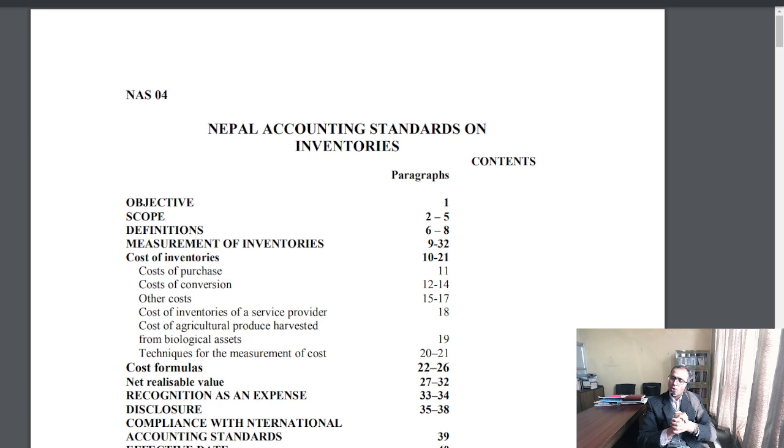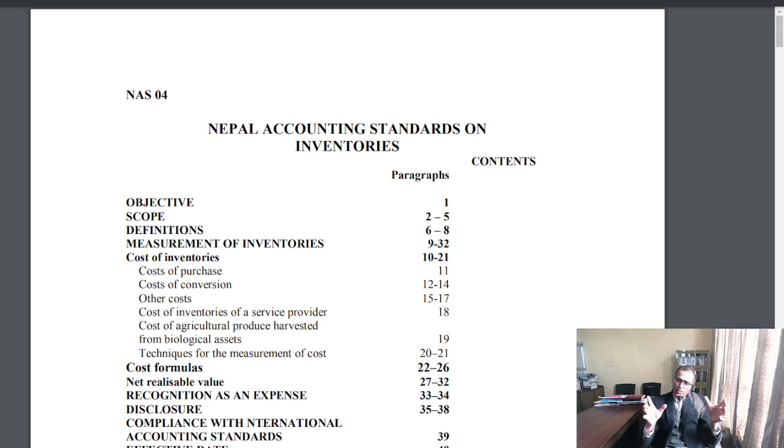Today let's discuss NAS 04, which is all about the Nepal accounting standard on inventories. Normally we follow a different book. It could be a textbook or a reference book, but it's always good to interact with the students. What about the Nepal accounting standard? Because I'm talking about the students who are studying financial accounting.